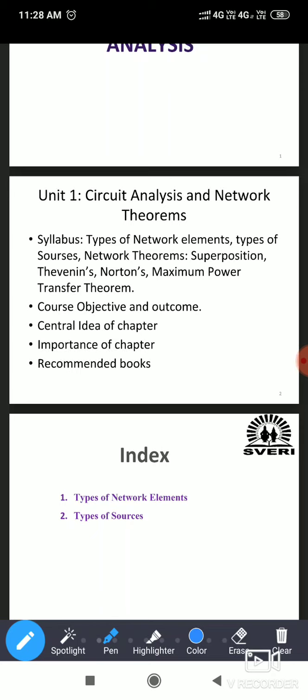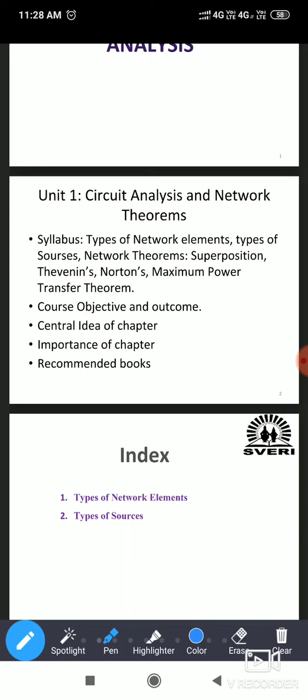what do you learn from this unit? You can apply the circuit analysis methods and network theorems, and you will analyze the circuit parameters. So what are the parameters here? Voltage, current, power, etc. Once you know the voltage and current, you will get the power delivered by the source and power absorbed by the source. That is the secondary part, from which you can calculate the power. Now, this will be the course objective here.